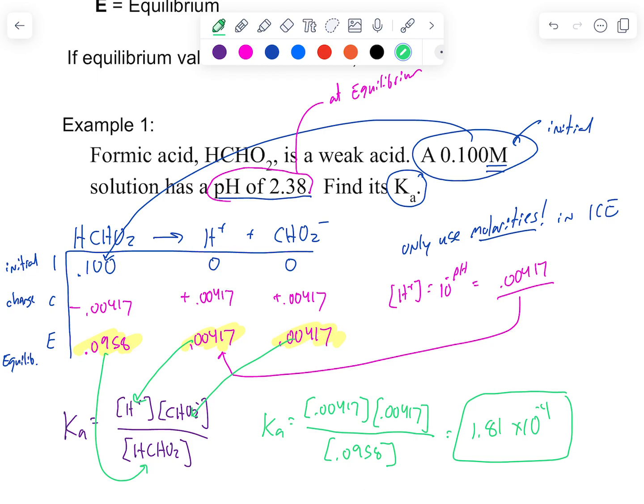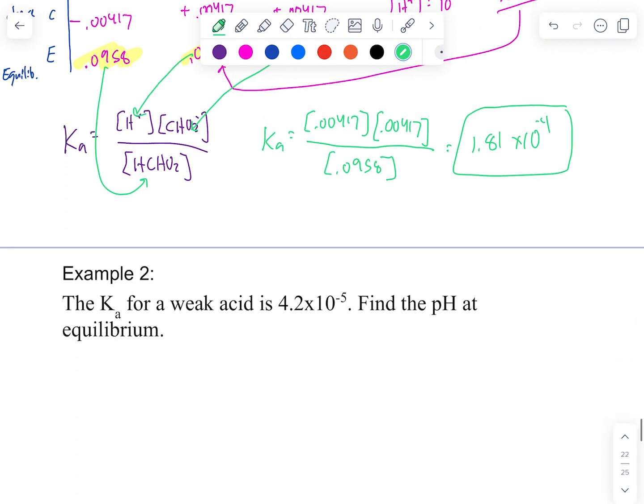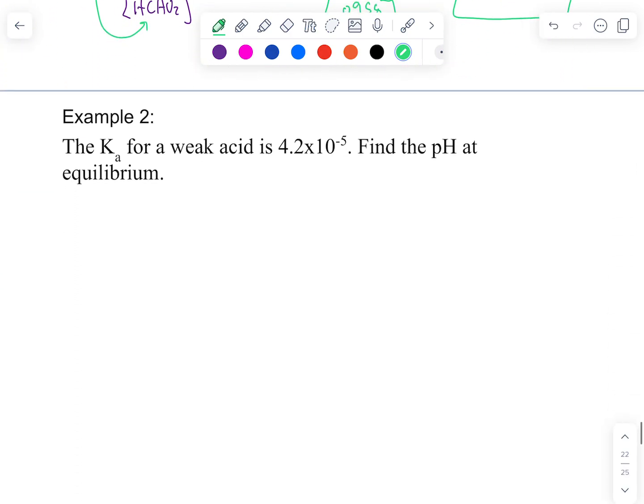It's kind of a lot of work. These problems can be kind of complicated, so it's important that you practice them a lot and go through the steps, pretty much the same steps. This was an example where we knew the pH and had to find the Ka. Like I said, there are other problems where you know the Ka and you need to find the H plus concentration of products. So here's an example of that.